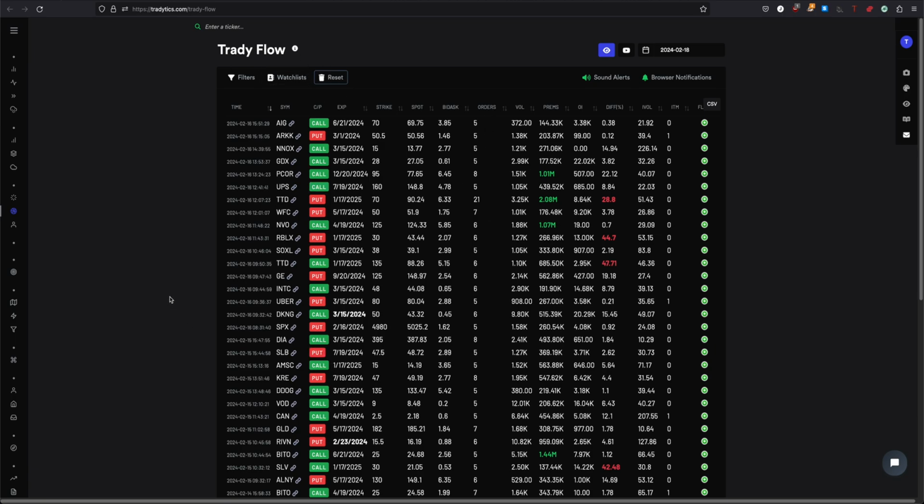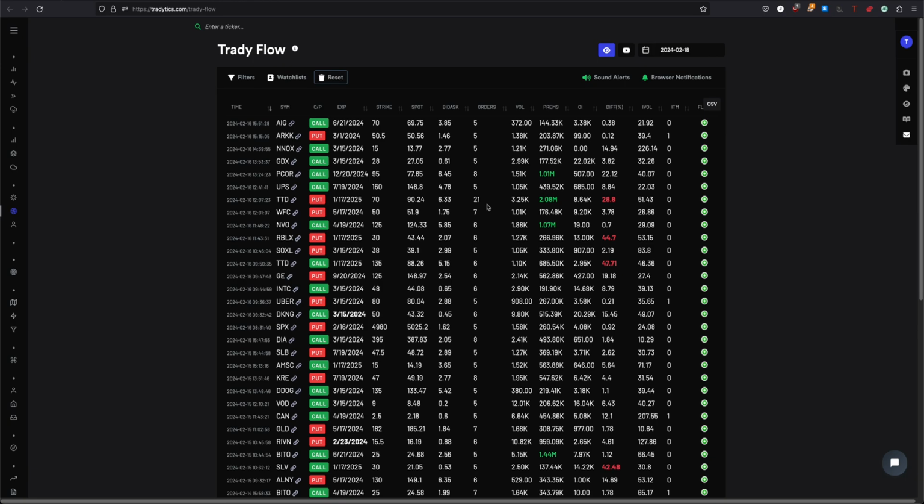The more orders, the better. So you can see here, TTD puts 21. That's pretty good. Someone backtested this a while ago. I don't know if it's still super accurate, if things have changed or whatever, but basically they looked at anytime 10 or plus orders were made and anytime 25 or plus orders were made. The 10 plus orders ended up in the money at some point before expiry about 60% of the time. Okay.